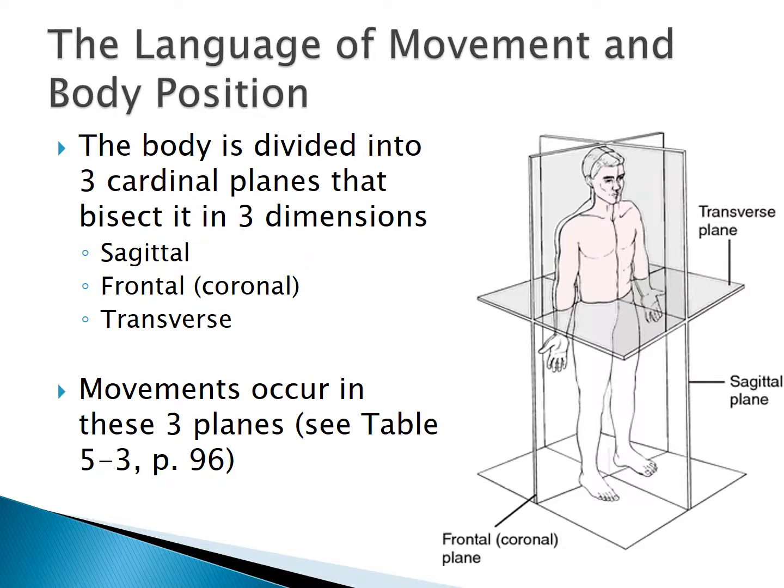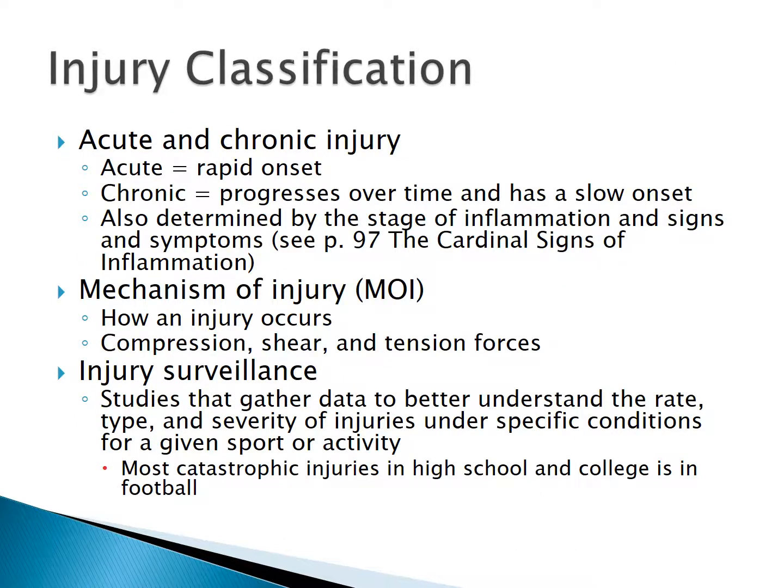Injuries can be classified based on several characteristics. Did the injury occur rapidly or gradually? Is the injury life-threatening or of a lesser severity? Did the injury cause the patient to miss any of his or her normal physical activities? The answers to these questions help shed light on how athletic injuries are classified.